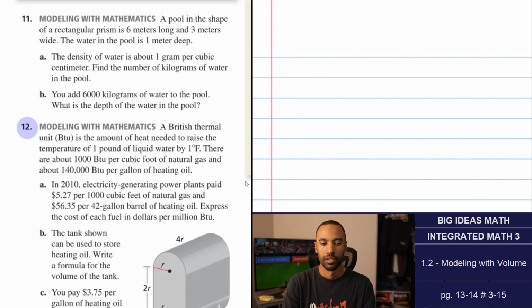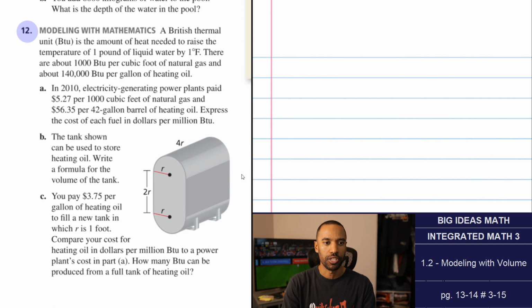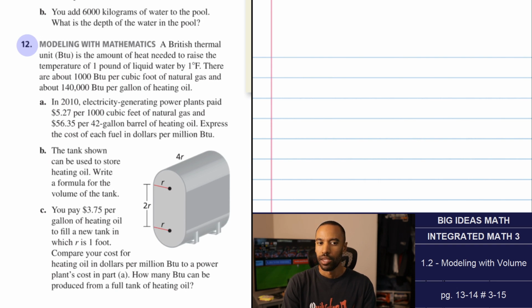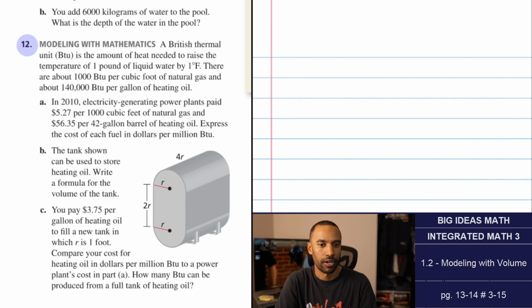4 more questions. A British thermal unit, BTU, is the amount of heat needed to raise the temperature of 1 pound of liquid water by 1 degree Fahrenheit. Kind of reminds me of a calories thing. There are about 1,000 BTUs per cubic foot of natural gas and about 140,000 BTUs per gallon of heating oil.